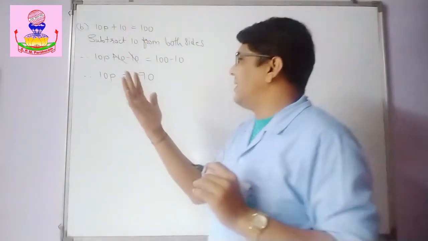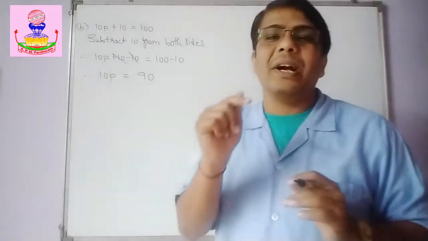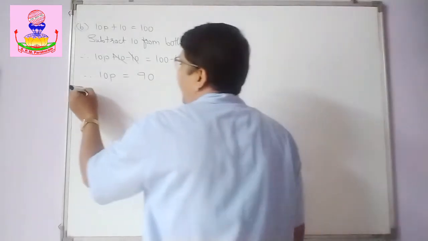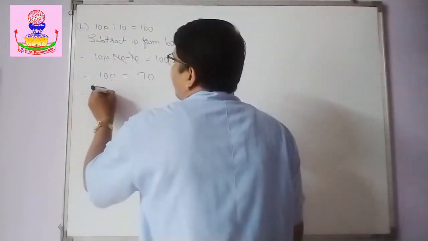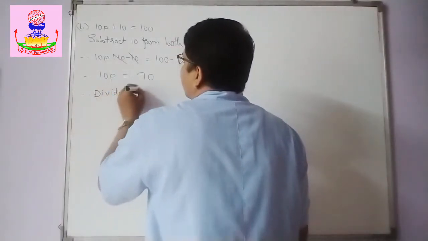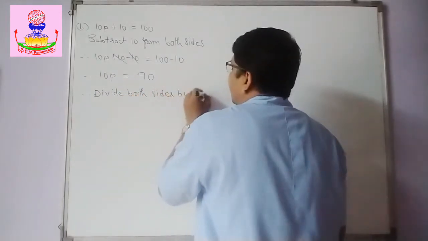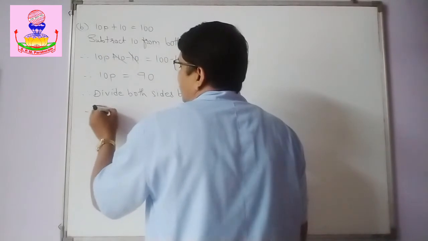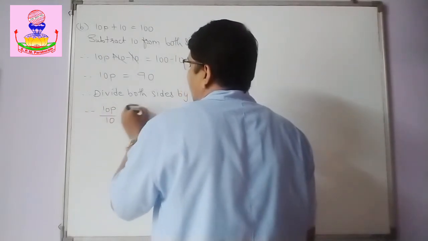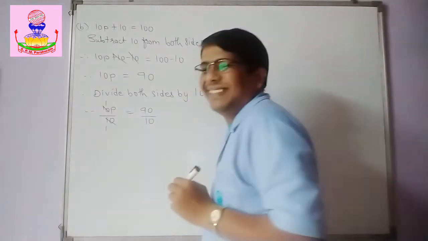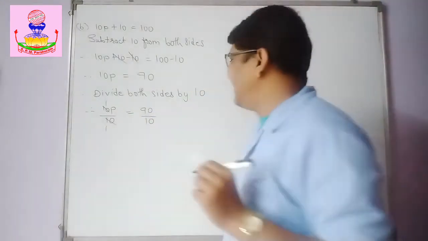भगा लो उसको. कैसे? यहाँ पे मल्टीप्लिकेशन है, अपोजिट ऑफ मल्टीप्लिकेशन, यस, डिवीजन. So divide both sides by 10. So therefore 10p upon 10 is equal to 90 upon 10. 10 ones are 10. देखो अकेला p रह गया, right?